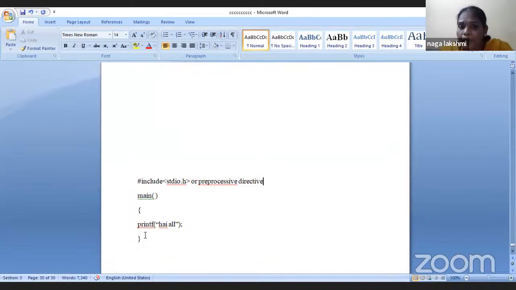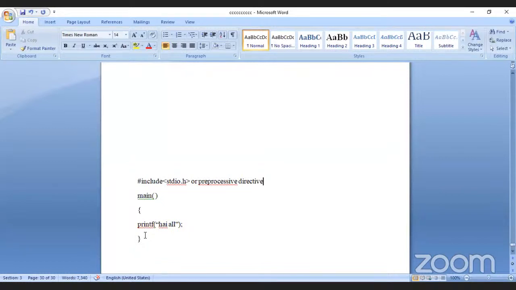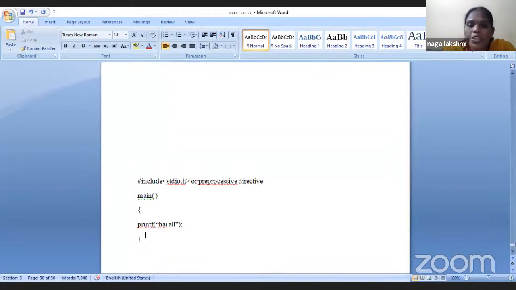Got my point? Everyone, please. Yes, ma'am. So pre-processor directive means what? printf, the main function, all these keywords are defined under these header files. If I want to use them, I have to declare this. And those are separate files.